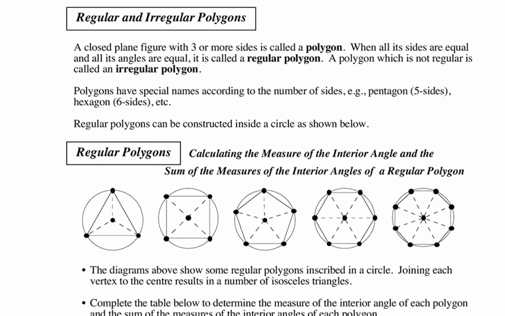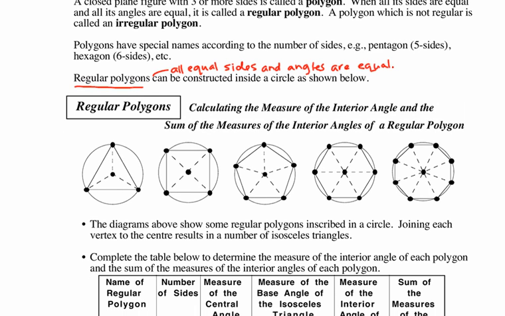Remember what a regular polygon is. A regular polygon is one where all sides and angles are equal. So an example of a regular triangle would be an equilateral triangle. An example of a regular rectangle would be a square. A pentagon with all equal angles and sides would be a regular pentagon. If all the angles and all the sides are equal, then it's regular.